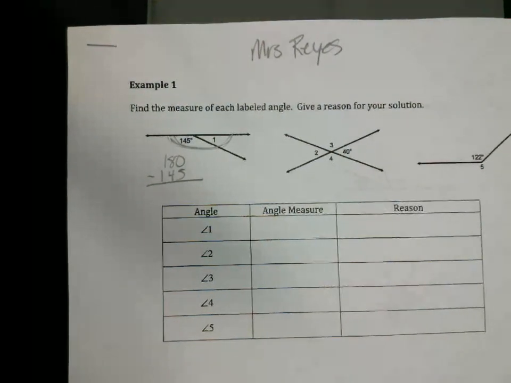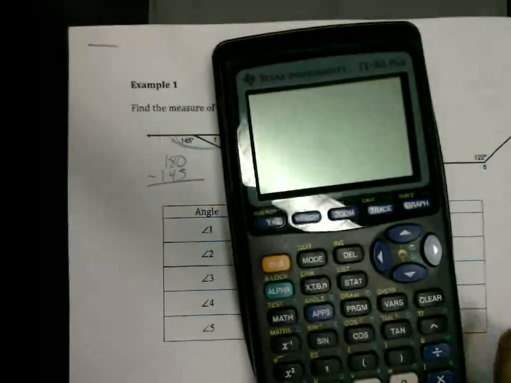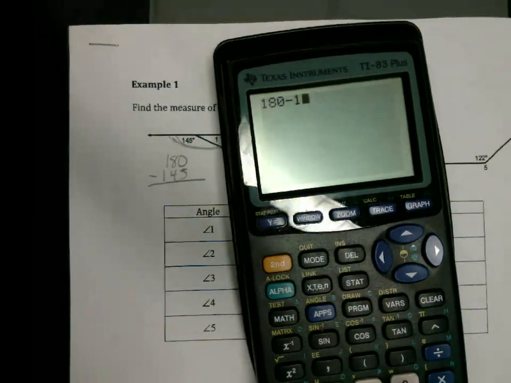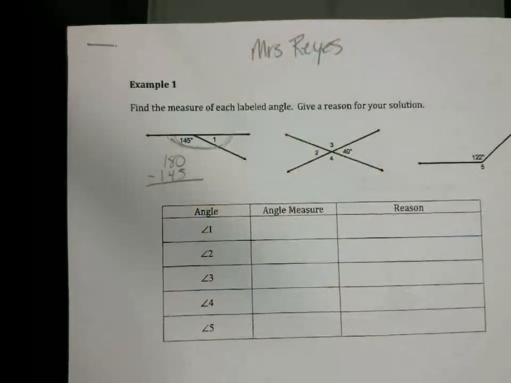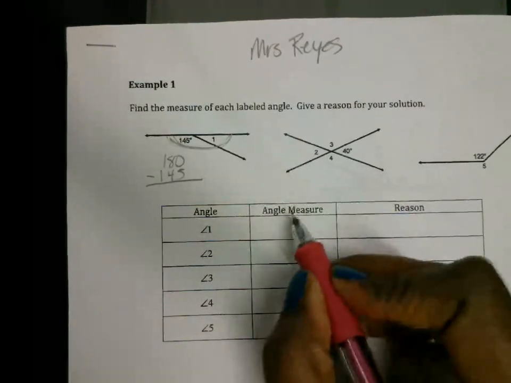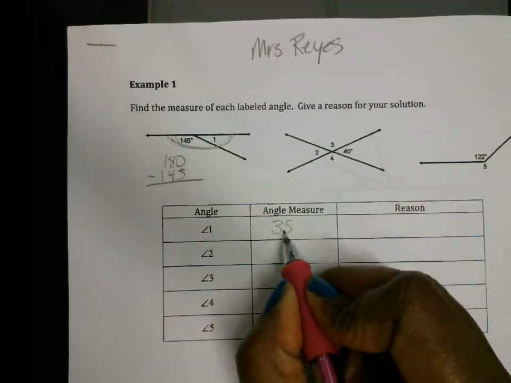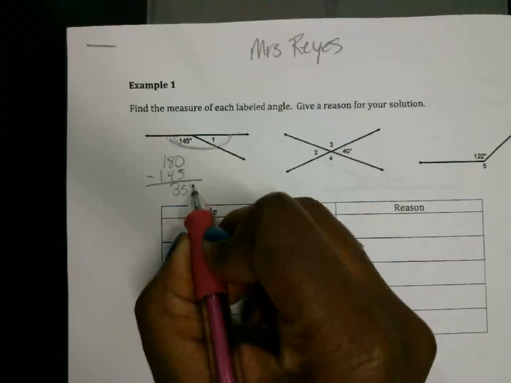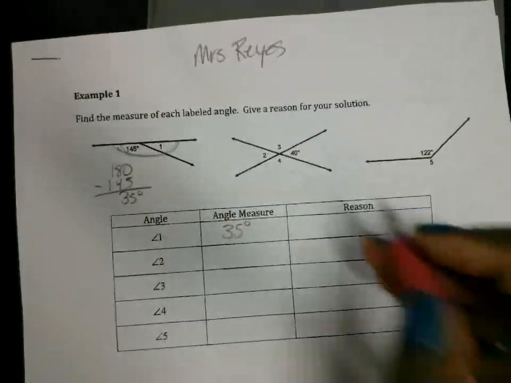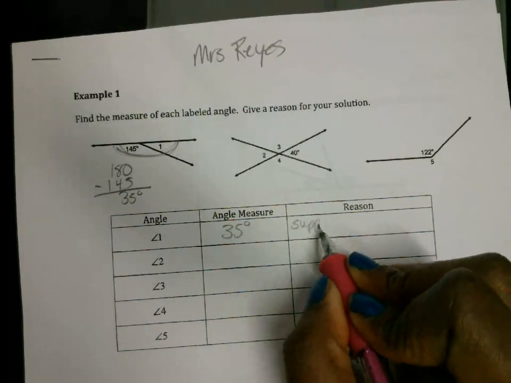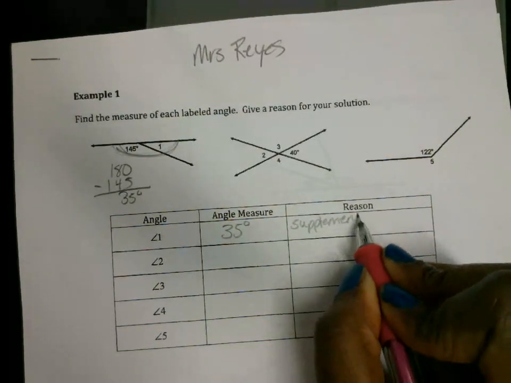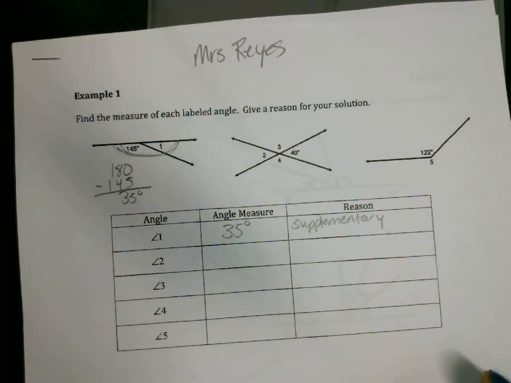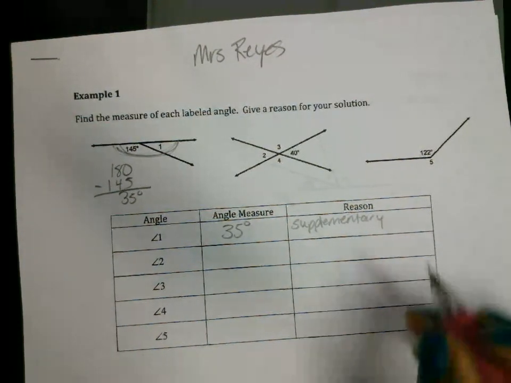So let's type that in. What is 180 minus 145? What does that give you? 35. So the measurement of angle 1 is 35 degrees. What's the reason? Because they are supplementary. The angles are supplementary, which means they add up to 180 degrees. Supplementary angles.